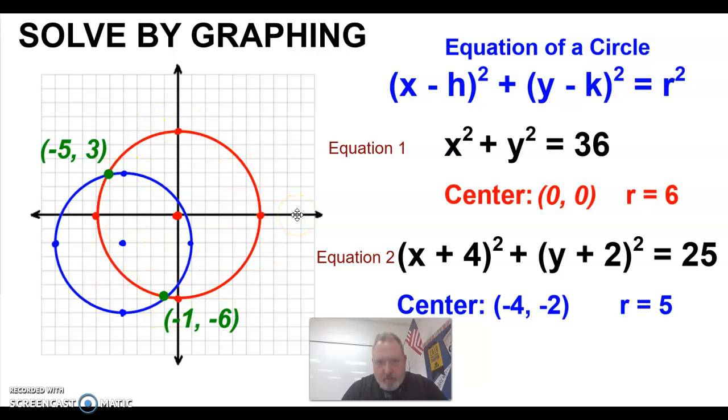Obviously, I have the benefit of the smartboard where I can just imprint a circle rather than drawing it freehand. The idea, obviously, is to try to make it as best you can.